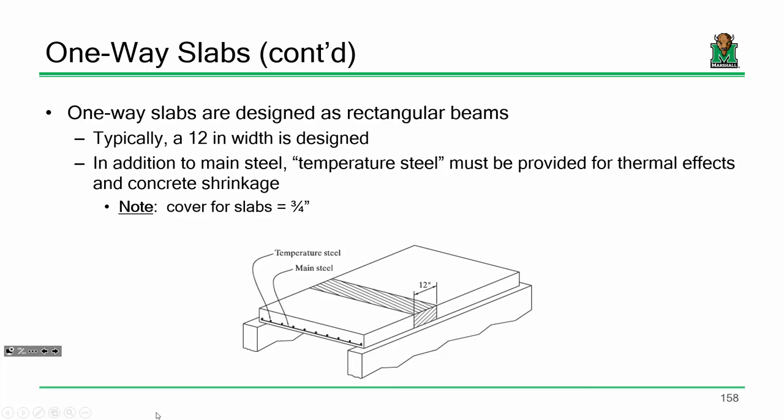One thing that I should point out is that unlike beams, we're going to have to provide an additional layer of steel for slabs called temperature steel. It's placed in the opposite direction, and it's meant to withstand temperature effects, creep, shrinkage, all the little cracking that you can get in slabs because slabs by their very nature are inherently thin. So we have to try and prevent that. One point I'll mention, cover for slabs is going to be 3/4 of an inch. That's what we're going to use for our cover requirements.